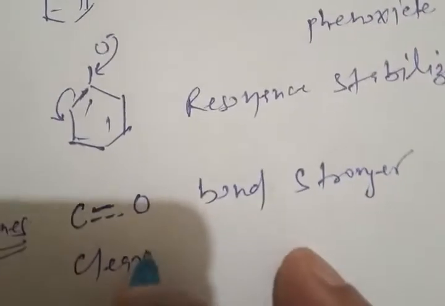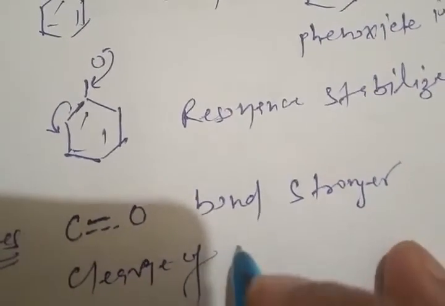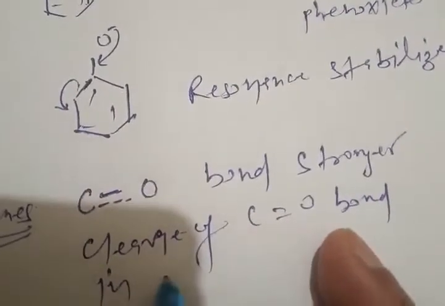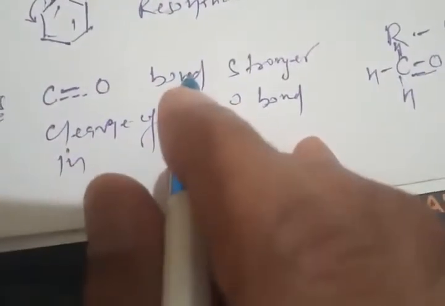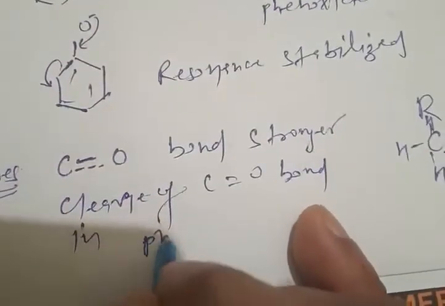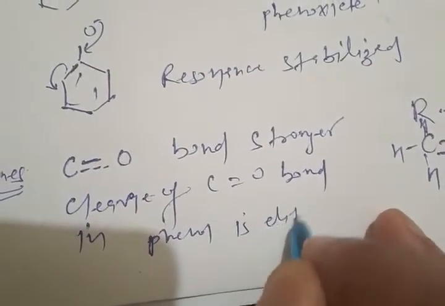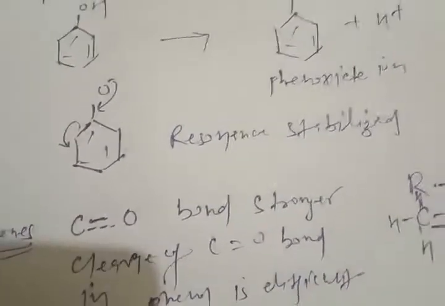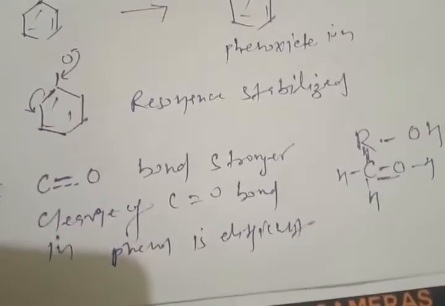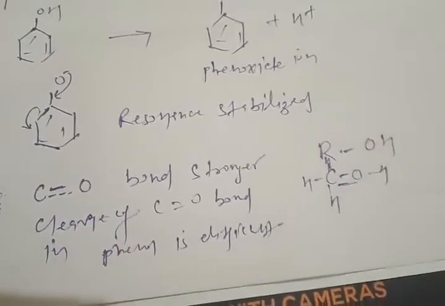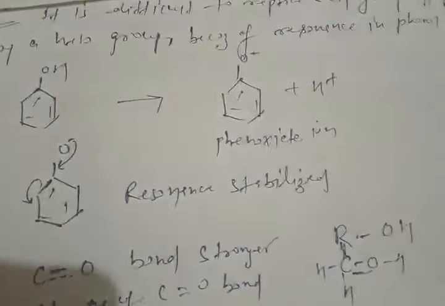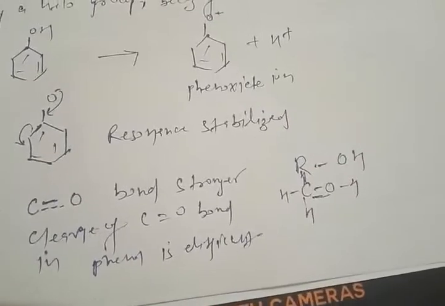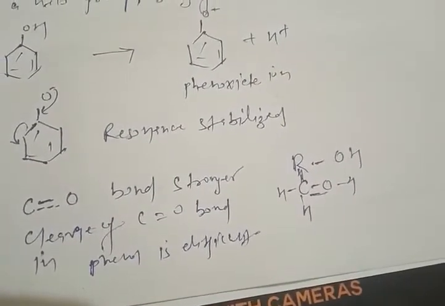So the reason is that because of the resonance stabilization, this gets a partial double bond character, and it is very difficult to break this bond. So this is the answer of this question. It was somehow very tricky, but it's a good question.